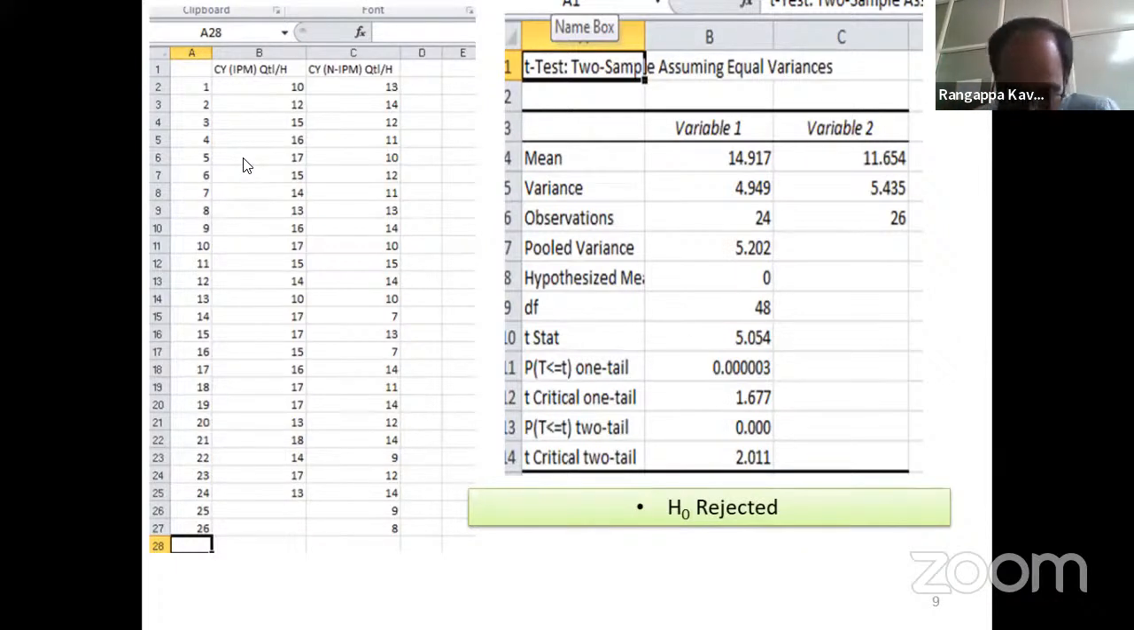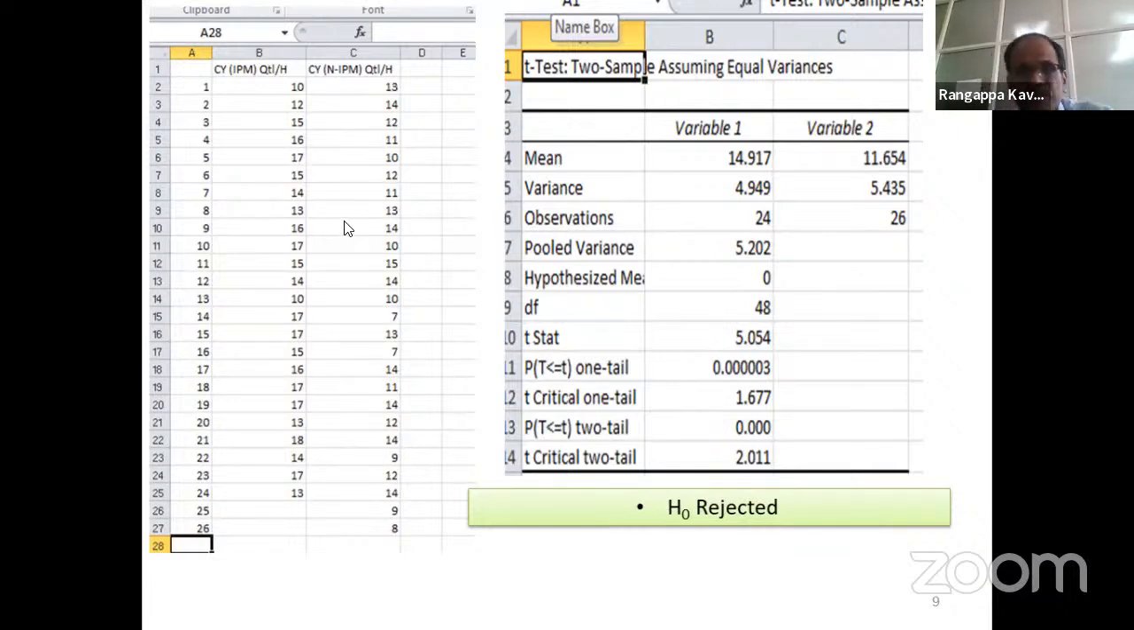Here, I have the data set. You could observe there is one column, B column, it indicates cotton yield obtained by 24 farmers who have adopted the integrated pest management technology, IPM technology. And in column C, you could find we have the data from 26 respondents, that is from C2 to C27. This is the cotton yield obtained by different 26 farmers who have not adopted the IPM technology.